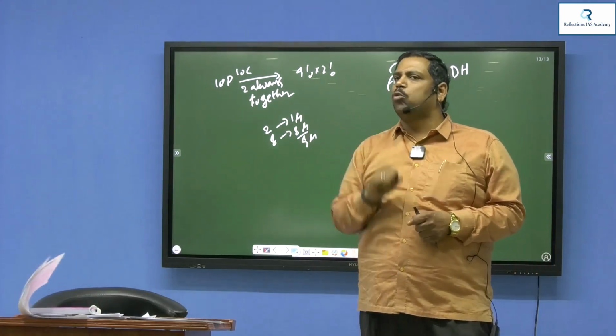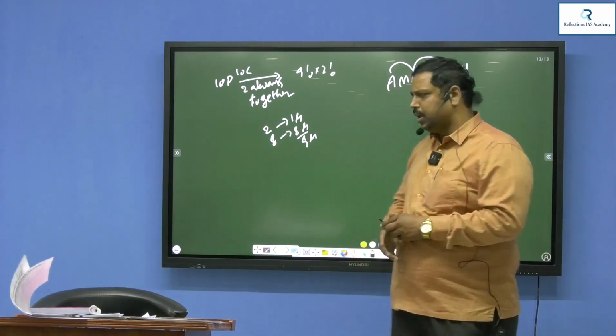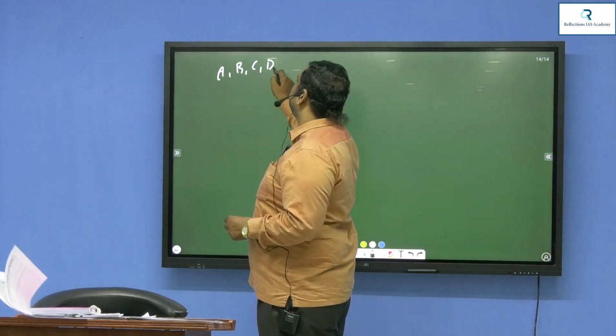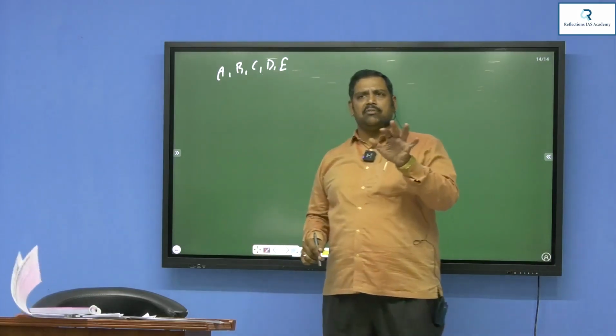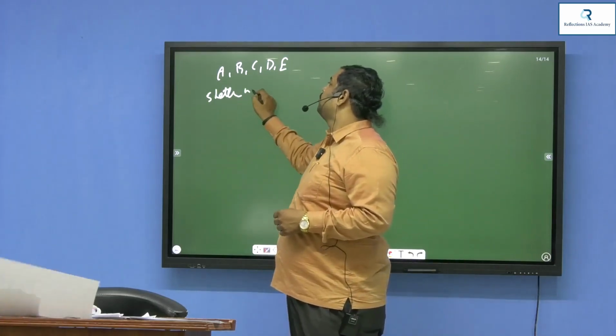In total I will explain you 3 models. Okay, 3 models, 1 or 2 examples. That's it. Right. Suppose A, B, C, D, E. I have given how many alphabets? 5 alphabets. He is asking how many 5-letter words can be formed.